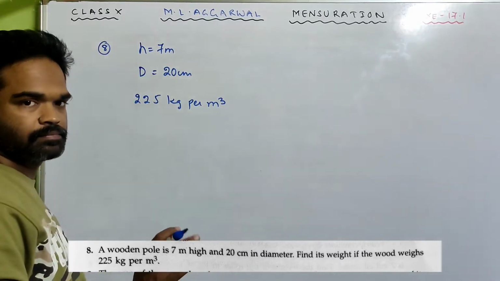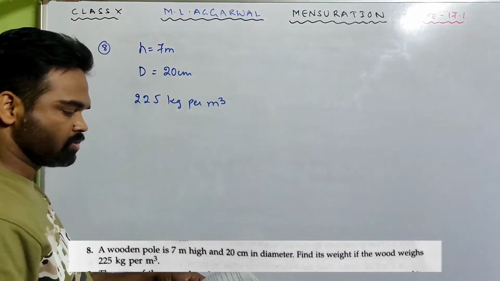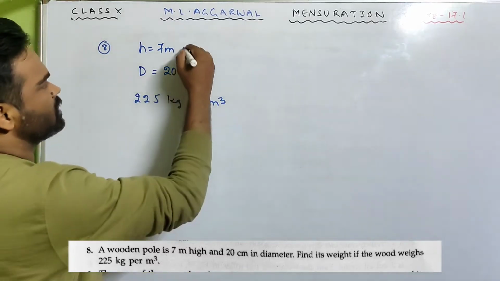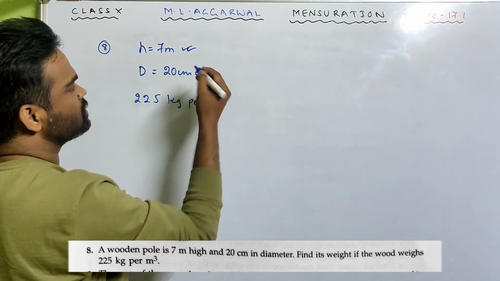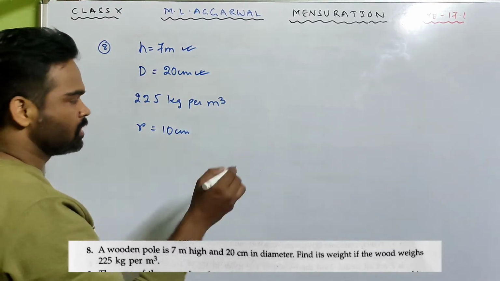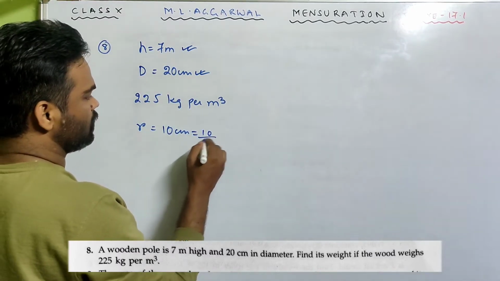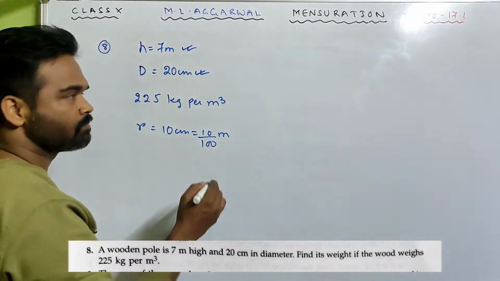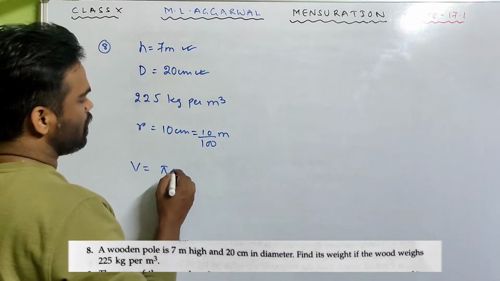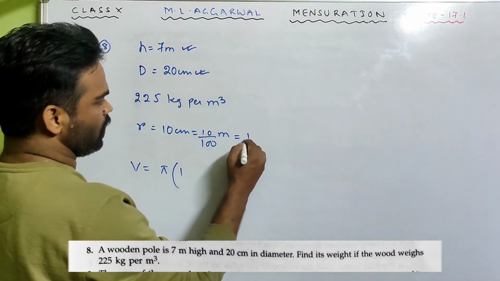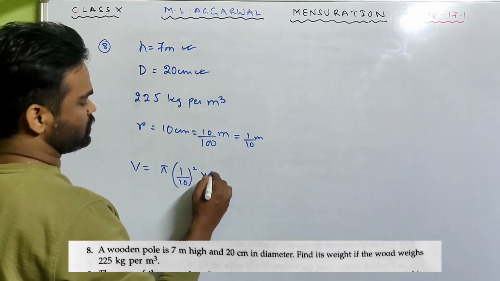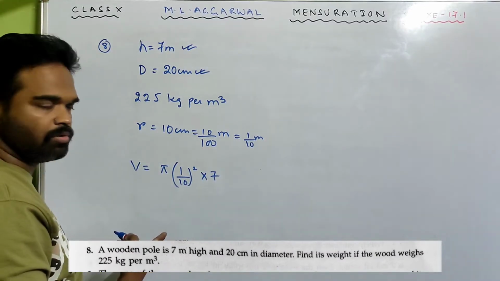Look over here. Of course, the wooden pole is in the shape of a cylinder. Height is given to us. Diameter means radius is also given to us. Radius will be 10 centimeter, which is equal to 10 by 100 meter. So the volume will be pi r square h, this is 1 by 10 meter, r square into h, which is 7.